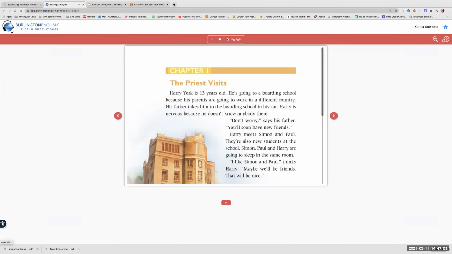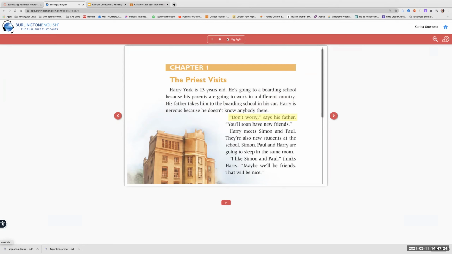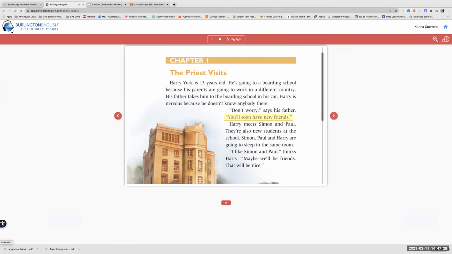Chapter 1. The Priest Visits. Harry York is 13 years old. He's going to a boarding school because his parents are going to work in a different country. His father takes him to the boarding school in his car. Harry is nervous because he doesn't know anybody there. Don't worry, says his father. You'll soon have new friends.